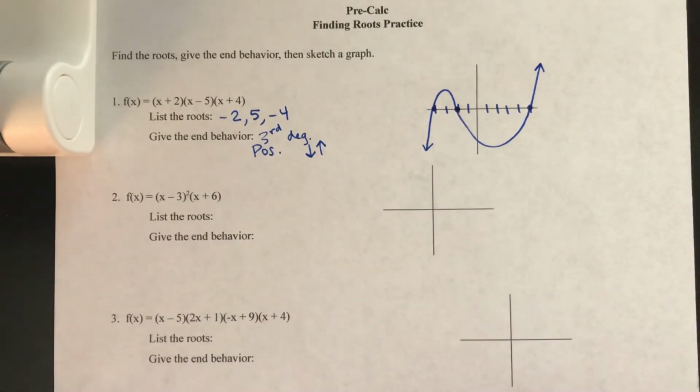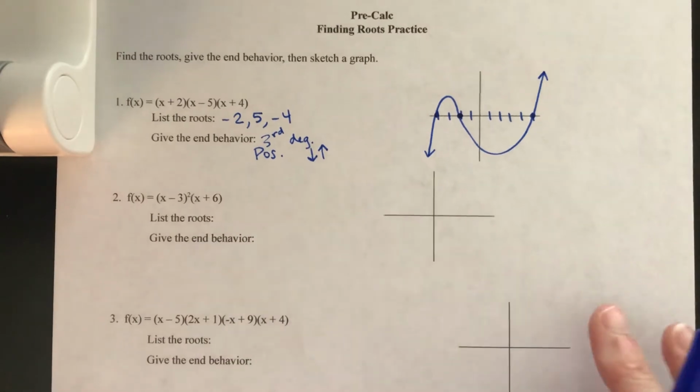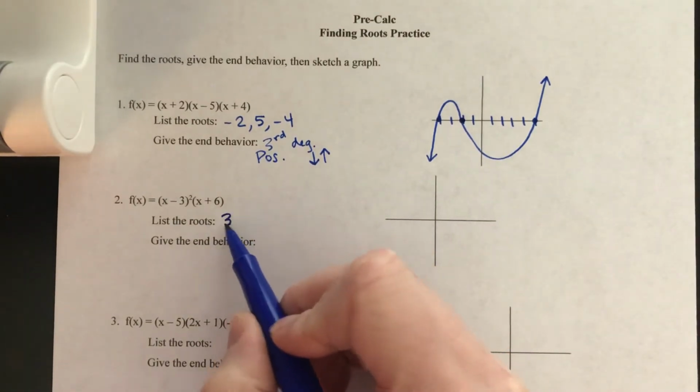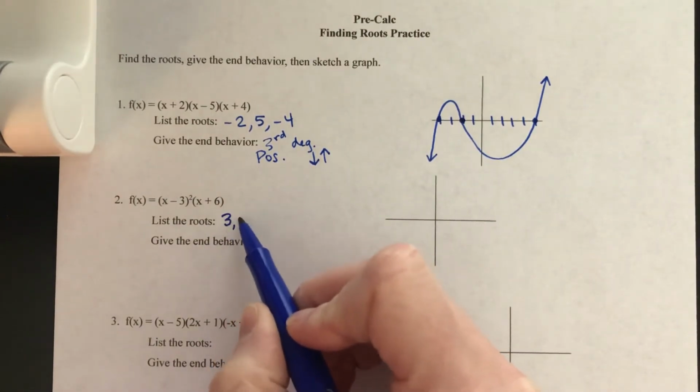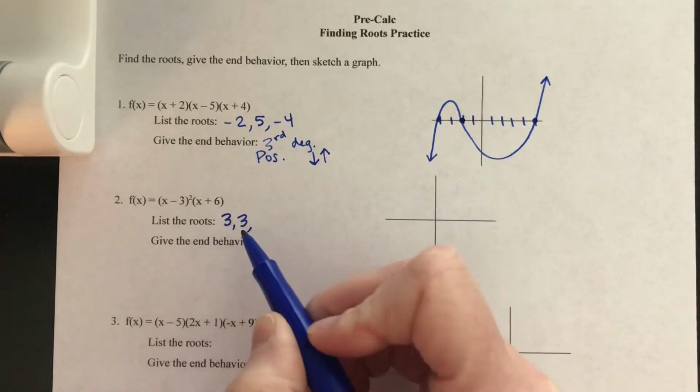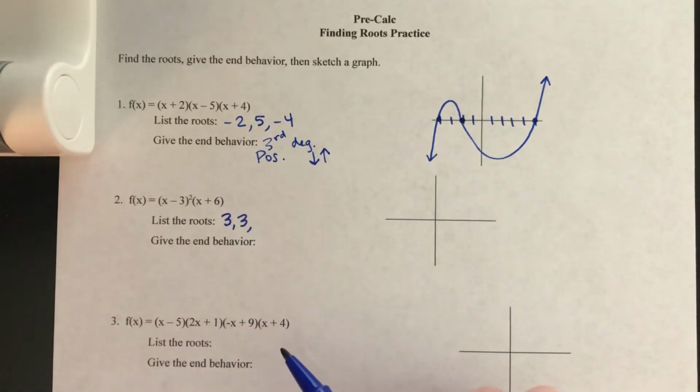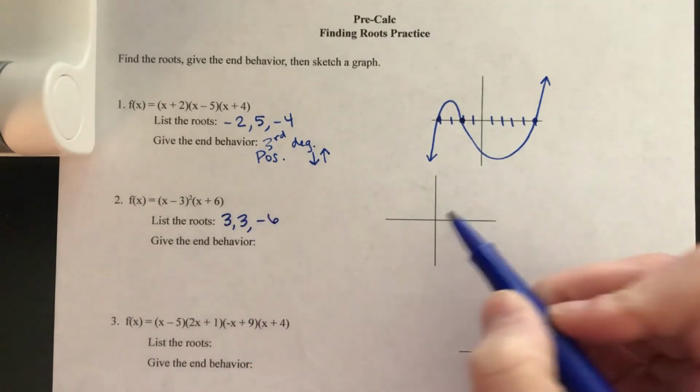The next one, we have (x - 3) squared times (x + 6). So the roots are 3, and you either need to write that this is a double root or write it twice. That's just to help you remember that it's going to bounce. The polynomial will bounce off the x-axis at 3 and then -6.